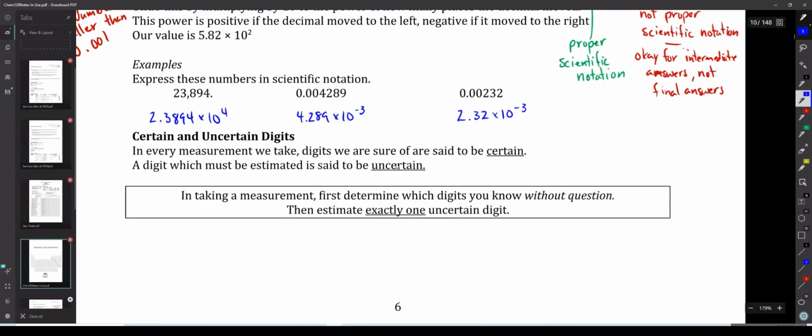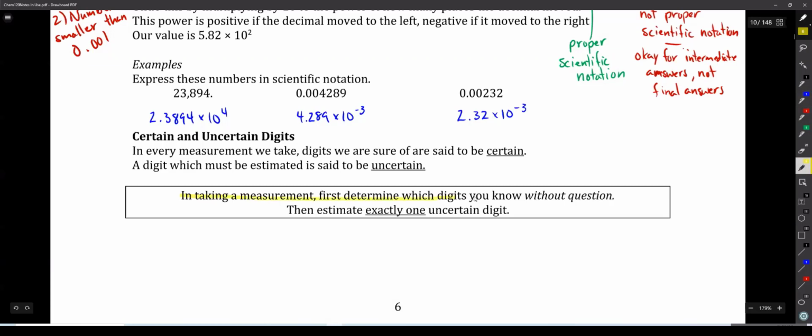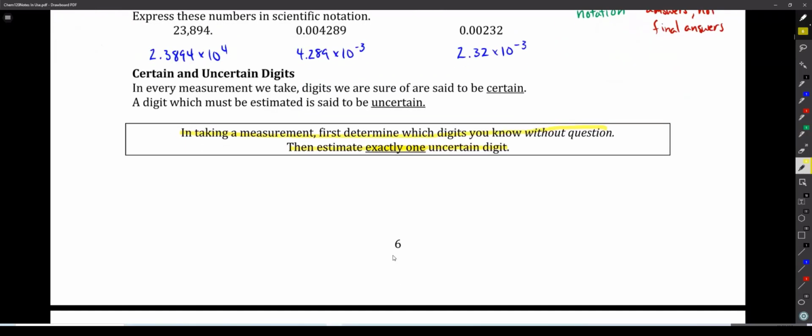Now, the next big thing that we're going to be looking at is measurements. In every measurement that we take, with a few exceptions that we'll talk about a little bit later, the measurements are said to have digits that are certain and one that is uncertain. Whenever you take a measurement, this is an absolute rule, which is why I'm going to highlight it in yellow. You always determine the digits that you know without question, that you're certain of, and then you estimate exactly one uncertain digit. We're going to see that in just a second.